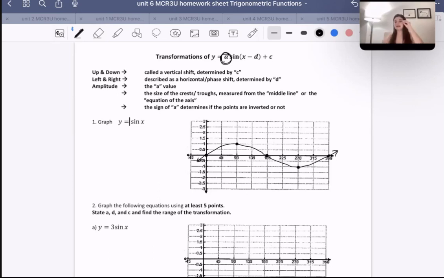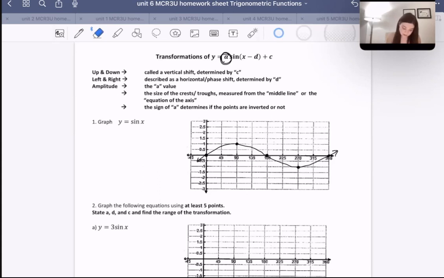We're taking those endpoints and we are stretching them to whatever extent A says. So A determines if it's inverted or not, but also A determines what our amplitude is. One way to think of it is the absolute value of A is the amplitude, because the amplitude is always going to be a positive number. The negative with the A is just separate. That just says that we reflect in the x-axis.